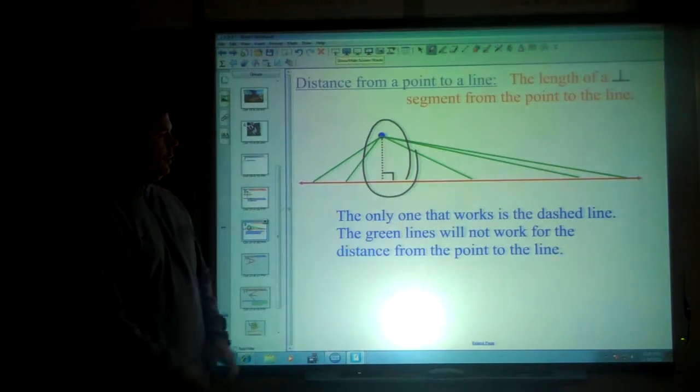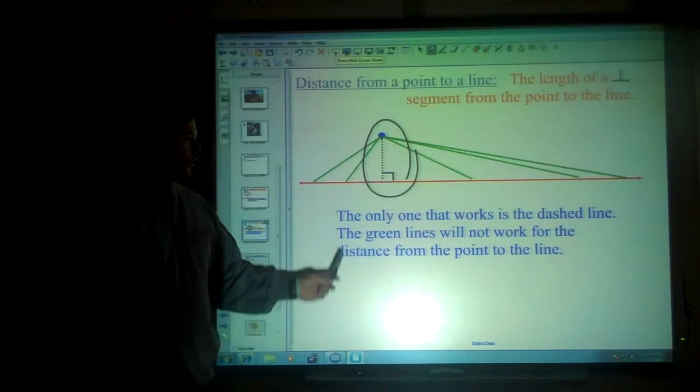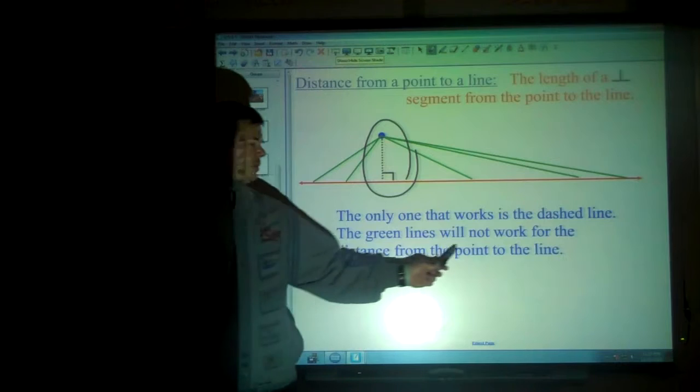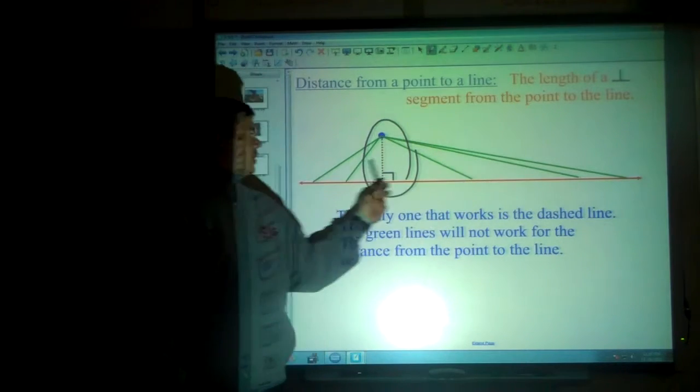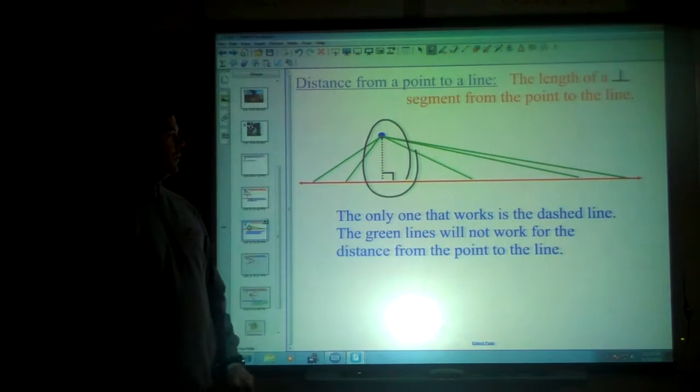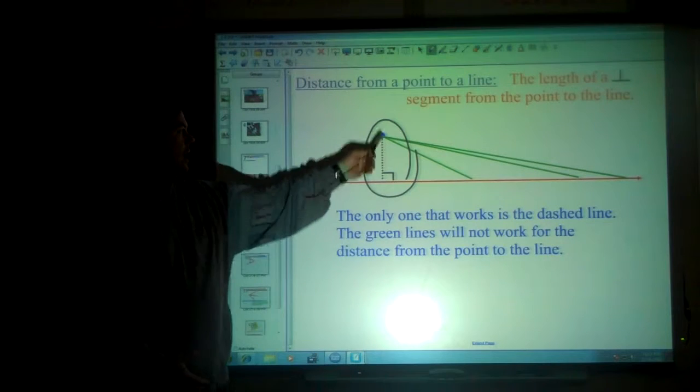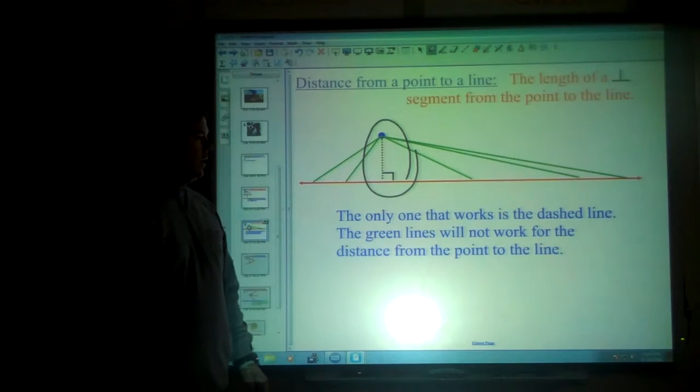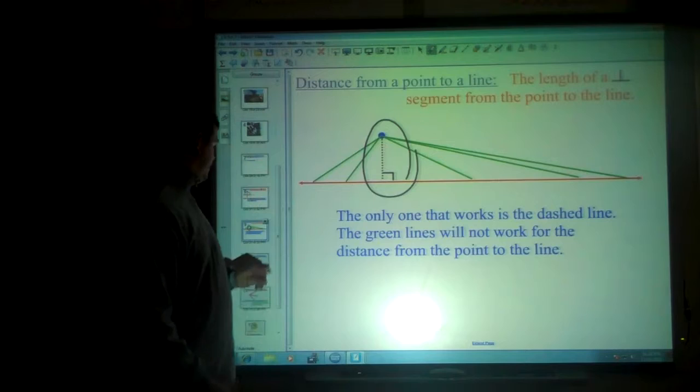All right? The only one that works is the dashed line. The green lines will not work for the distance from the point to the line. You cannot use any of these other green lines as the measurement for the distance. They are not coming in at 90 degrees. No matter where it is, you've got to come at 90 degrees.